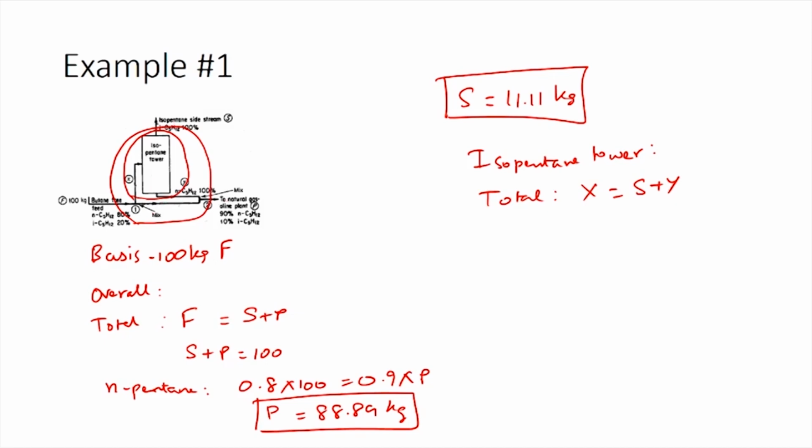So, this would be x equals S plus y, and we already know S is 11.11. So, this gives you x equals 11.11 plus y. You can also write an N-pentane balance.